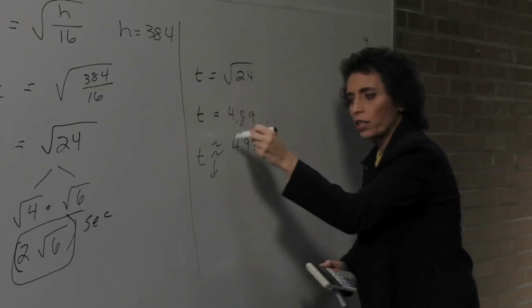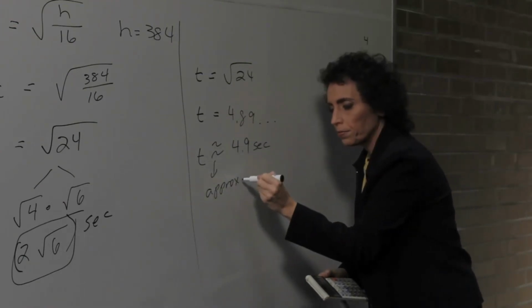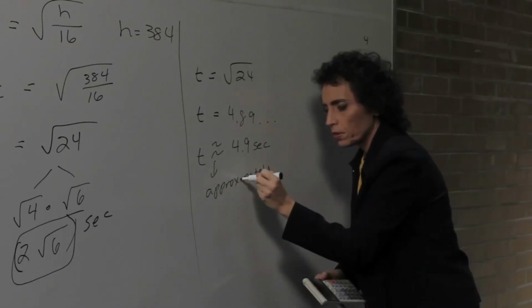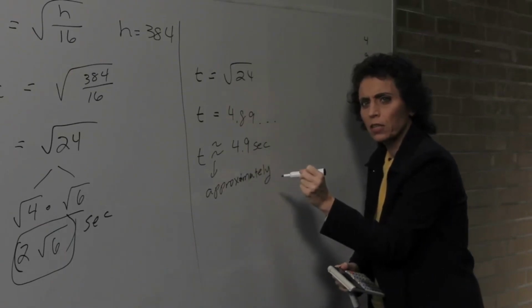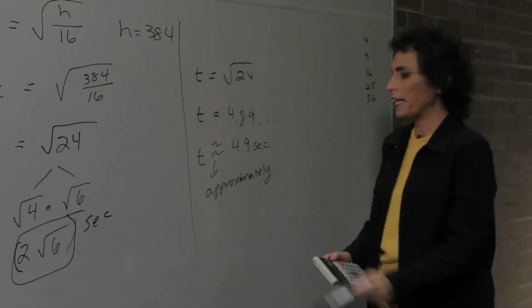And this little squiggly equal sign stands for approximately. Is that an I? Approximately. It's an I. Okay, so it's approximately 4.9.